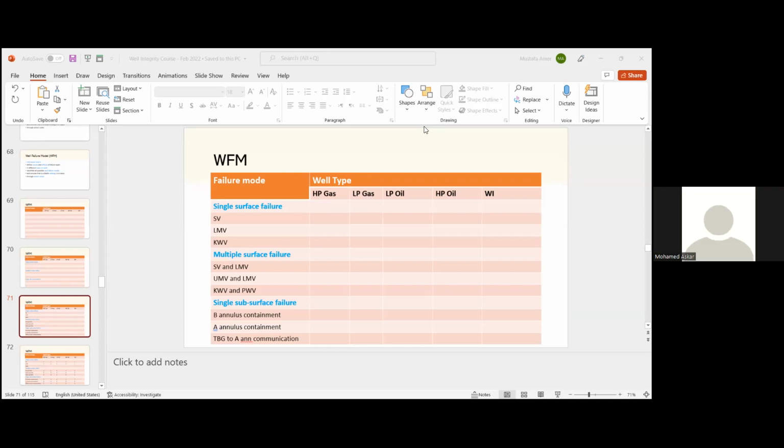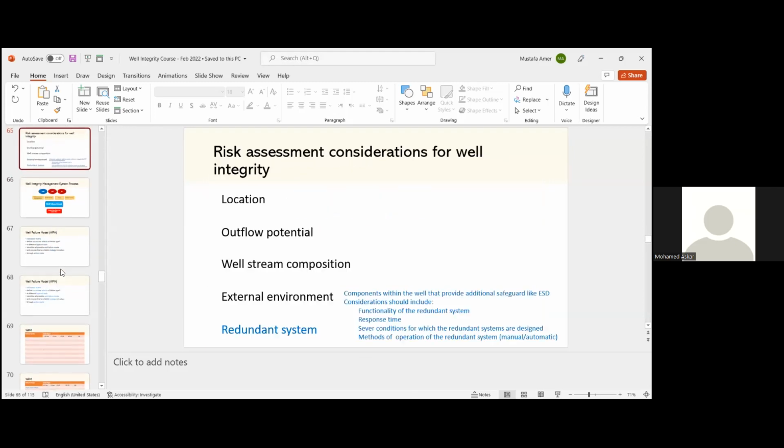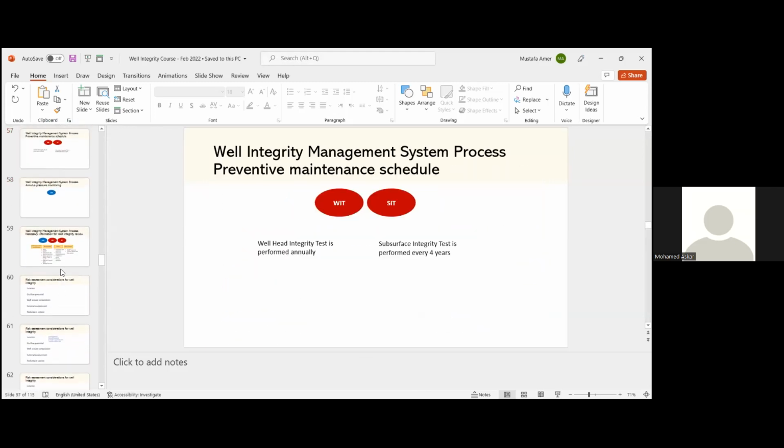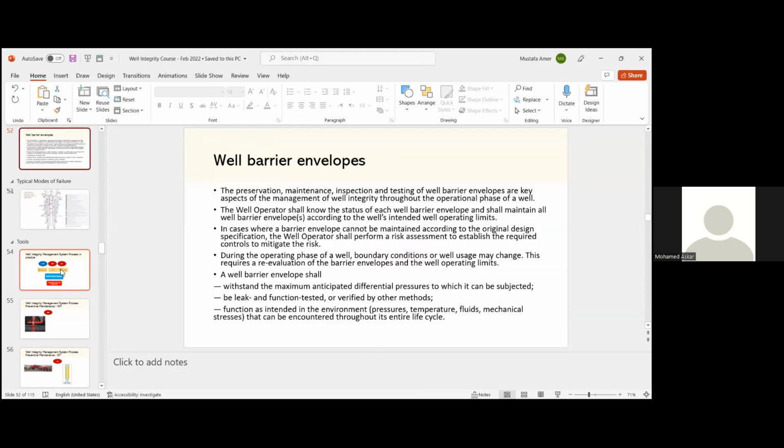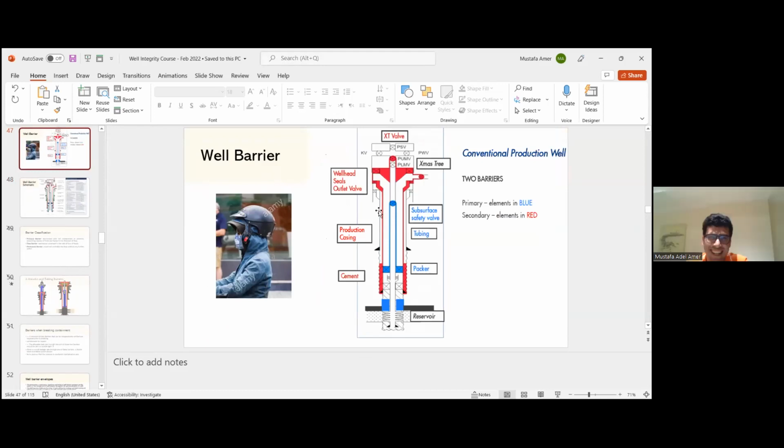I have a few questions if you don't mind. The primary and secondary barriers that you showed us in the schematic, the blue and red lines, is it valid for the well in shut-in condition and the producing condition? This schematic with the envelopes, yes. You ask, is it valid for a well in flowing condition and closing condition? I didn't ask myself this question, but I feel like it will be the same.